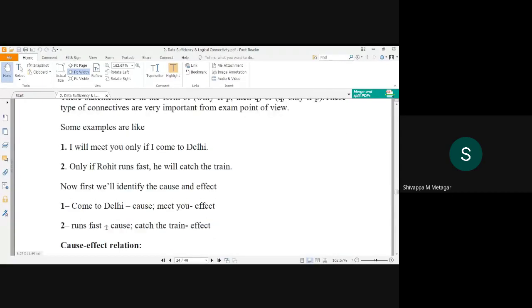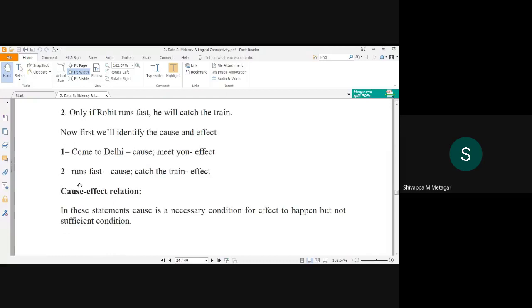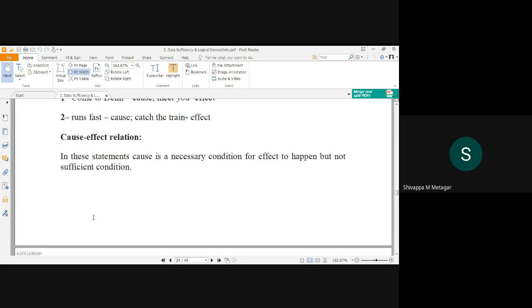Here also we have to find out the cause and effect. Come to Delhi is the cause, meet you is the effect. Runs fast is the cause, and catch the train is the effect.